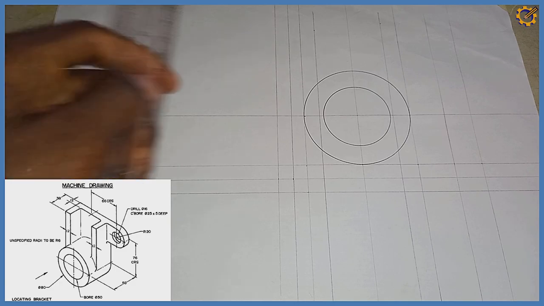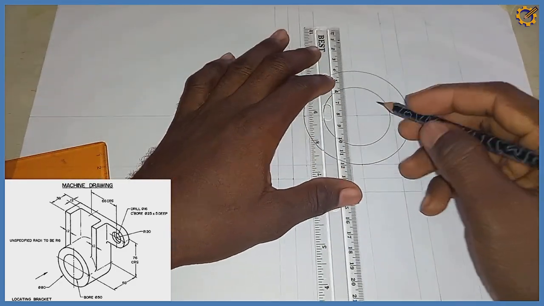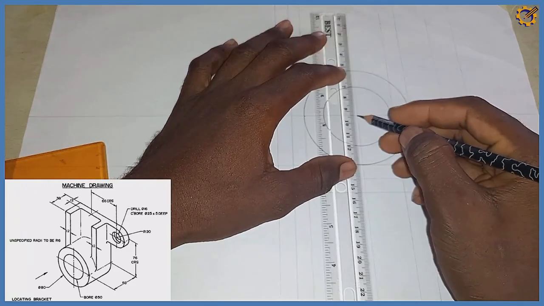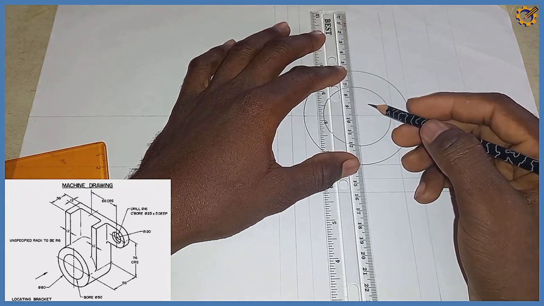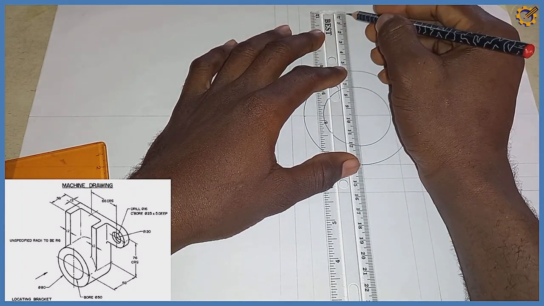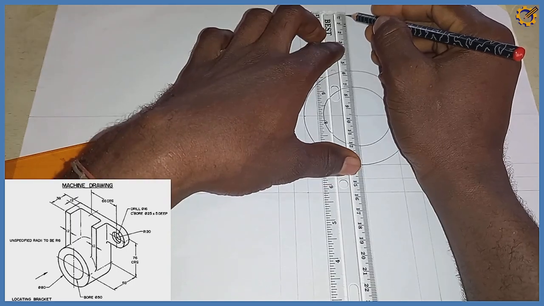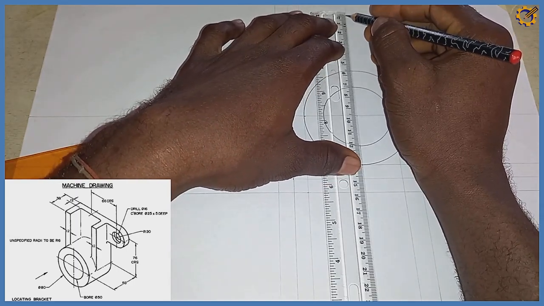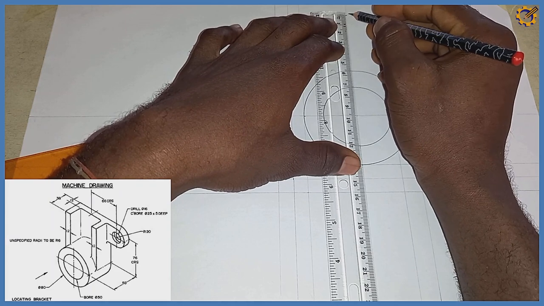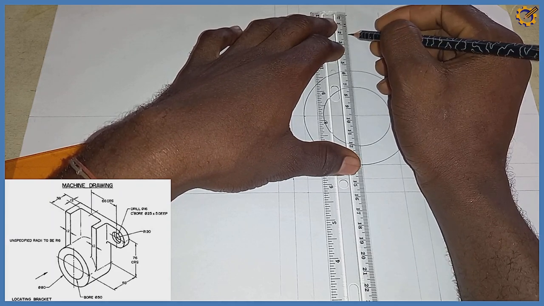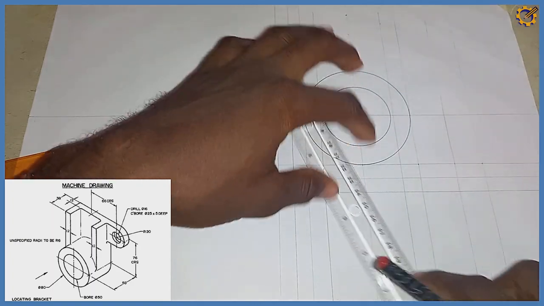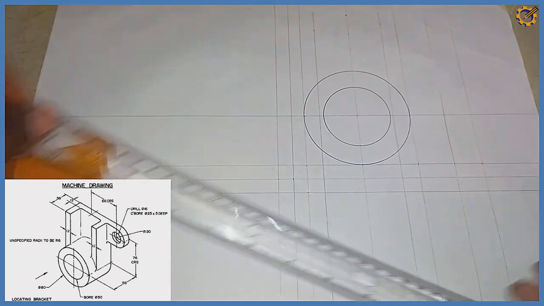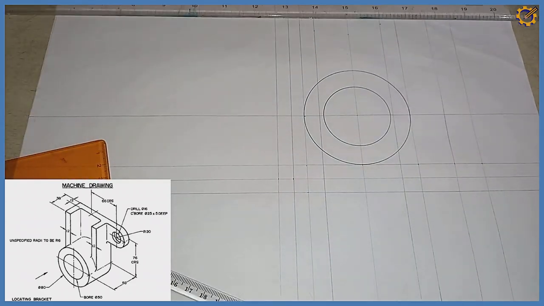That is 96. So from this center here, from the center of this circle, I'm going to measure 96 upward. Okay, so this is mark of 96 right here. Okay, from that mark of 96 from the top, I'm going to measure mark of what? 20 downwards, which is this. This is what? 20. Okay, I have that right there. So I'm going to project those two points horizontally.